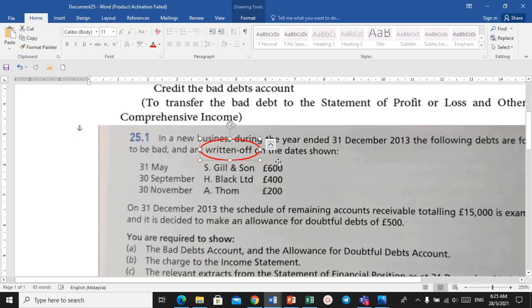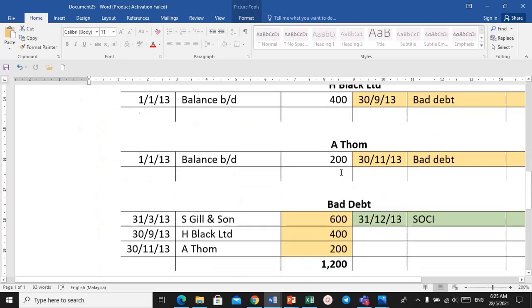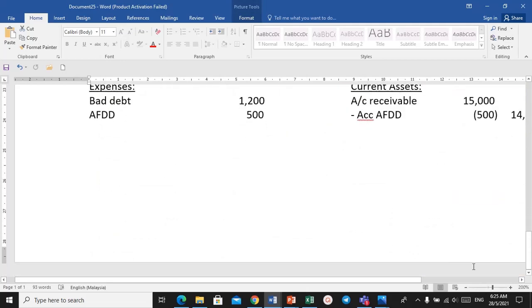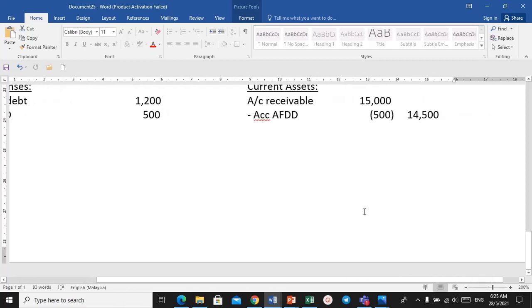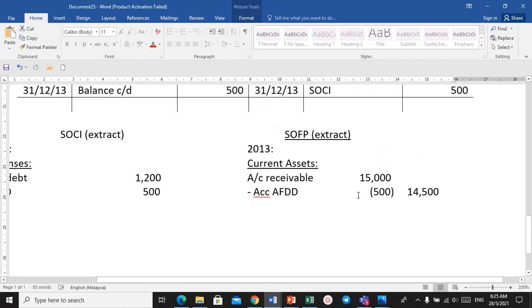Okay, write off, written off. So this is the reason why we do not deduct, why we do not minus bad debt from the account receivable in the extract of statement of financial position. This is the reason.